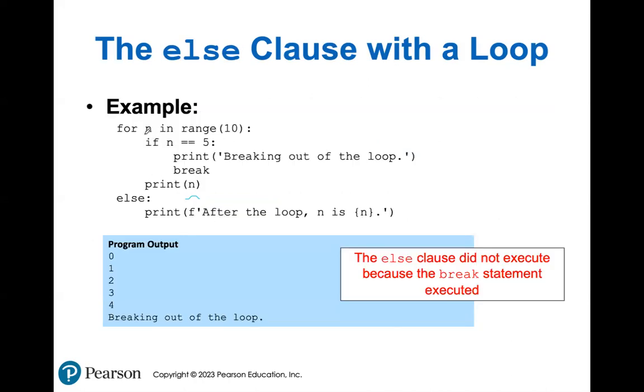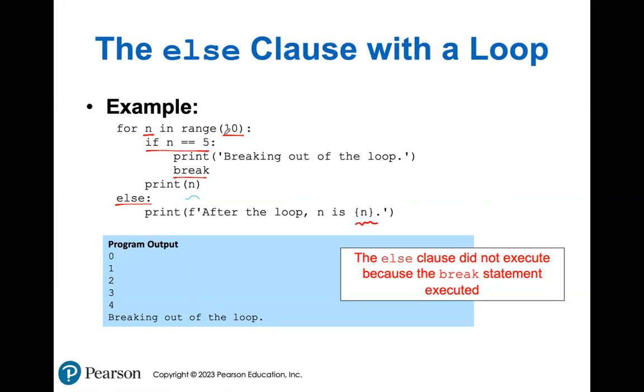Here's an example. So for n in range of 10, and remember, if we only have one argument in our range function, that just means that 10 is going to be our last number, our sentinel. If n equals 5, we're going to print breaking out of the loop, and then we encounter a break right here. However, we also have an else that's going to print after the loop n is whatever the value of n is. So let's see what this program is doing.